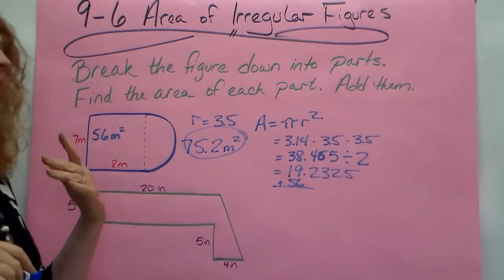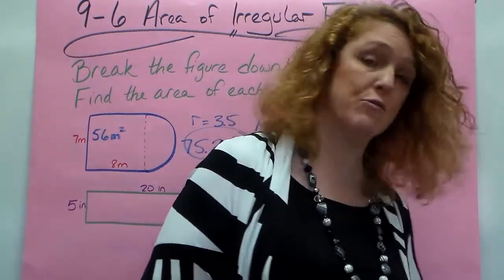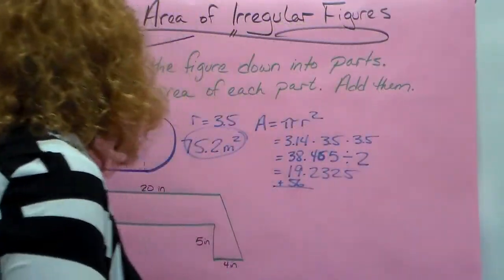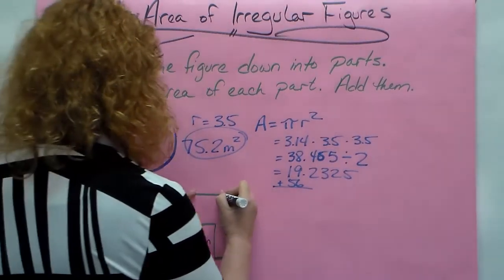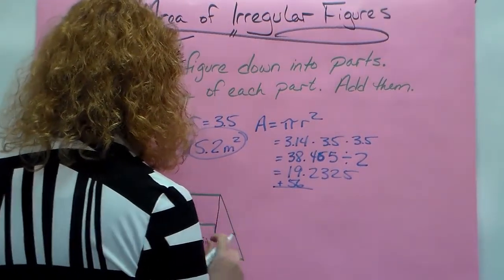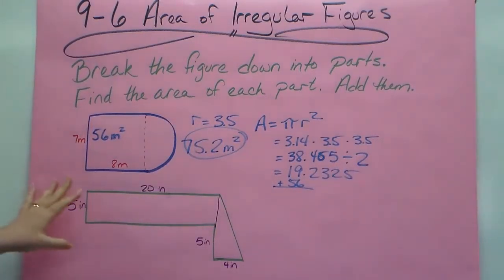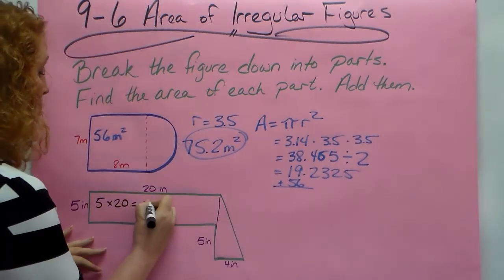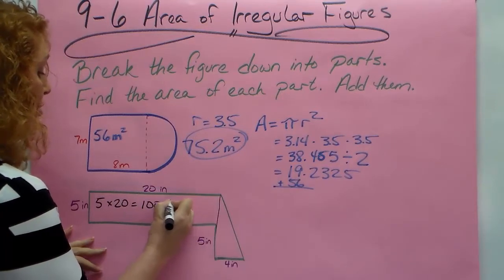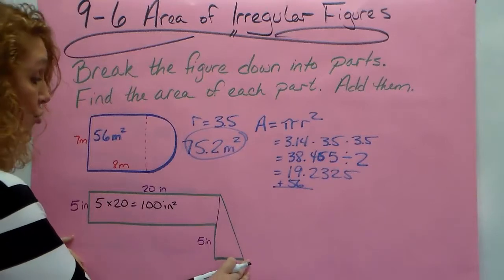So, it's not hard, it's just a little more complicated. It's finding the steps that you need. Okay? So let's look at this one. This shape is actually a rectangle and a triangle stuck together. So we're going to separate them if we can. We've got a rectangle that's 5 by 20, and that's going to give us 100 square inches just in this section. Then over here, I've got a triangle.